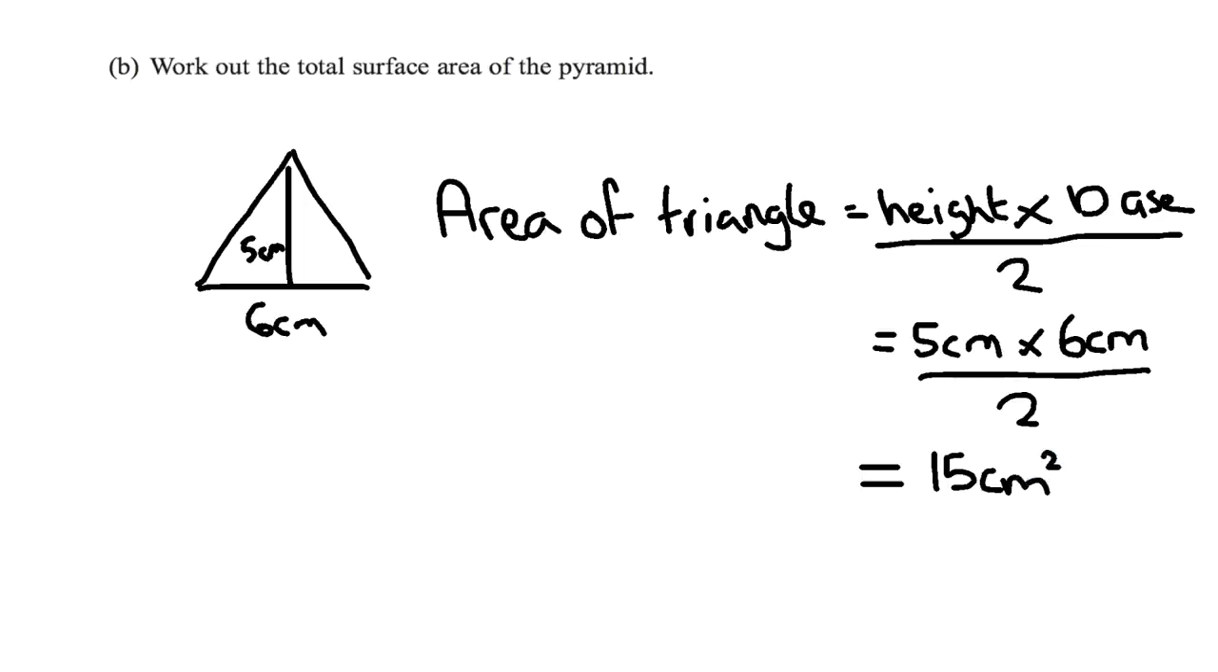Now, if you look carefully at the diagram, we have four triangles. So therefore, I'm going to multiply the surface area, which is 15 centimeters squared, by 4, which will give us the total surface area of the four triangles. So 15 centimeters squared times 4 equals 60 centimeters squared.